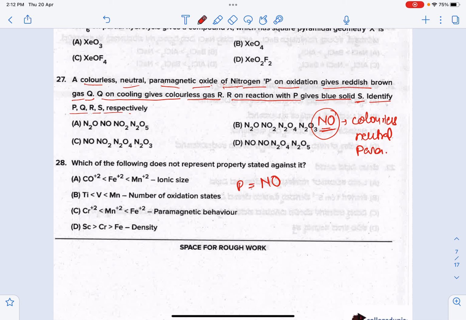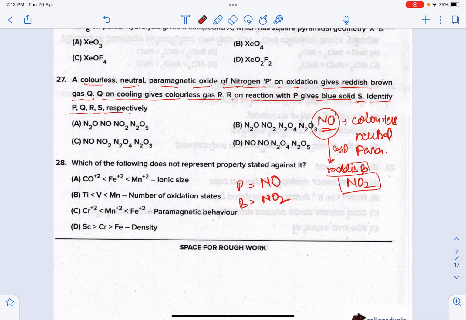Okay, now on oxidation it gives a reddish brown gas. When we do oxidation of this NO gas, it will give a reddish brown gas, and the reddish brown gas is NO2 gas. Only NO2 gas is reddish brown in color. Now we can say that Q is NO2.